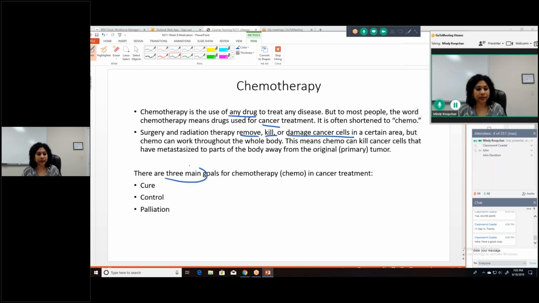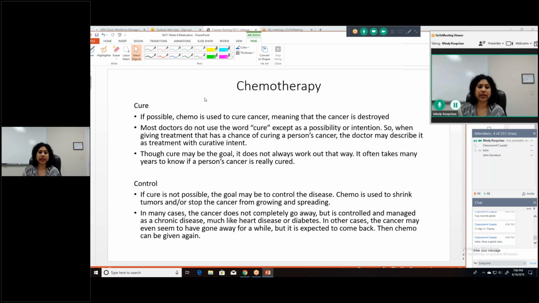There are three main goals for chemo: cure, control, and palliation. For cure, if possible, chemo is used to cure the cancer, meaning the cancer is destroyed. Most doctors don't really use the word cure except as a possibility. When they're giving treatment, they might say it's treatment with curative intent because they can't use the wrong words. Though cure may be the goal, it doesn't always work out that way. Depending on what's going on with the cancer, where it is, and how much it's metastasized, it often takes many years to know if a person's cancer is really cured. They go into remission.